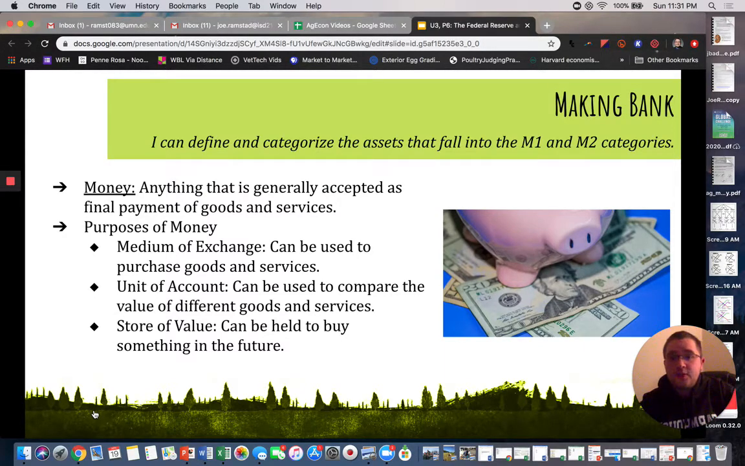And the third, store of value, can be held to buy something in the future. So we can take that $20 bill and save it for a rainy day and push it aside, maybe save it for a college fund or maybe getting a new car. I know it's a lot harder to save money than it is for us to go out and spend, but we'll talk about that in a couple lectures when we review personal finances.